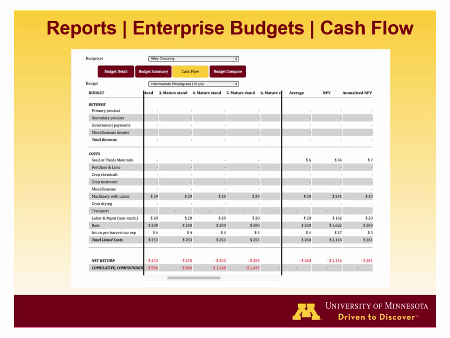We also give this more generalized cash flow enterprise budget. So this is looking at returns and costs over the stand life. Here, for intermediate wheatgrass, we have a 10-year stand life. So we're looking at cost and returns over time, and it calculates and annualizes that information, so you're able to compare it across crops.